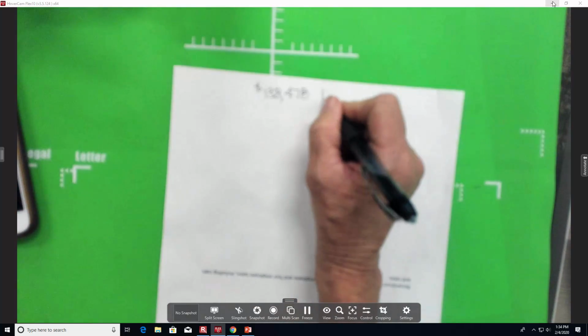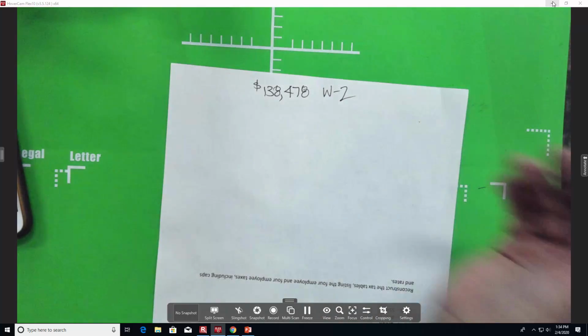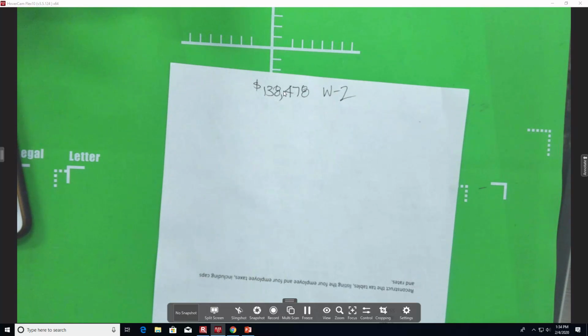Celia is a litigator, and she works for a law office and makes $138,478 on her W-2. So has she paid FICA on that at her law office? Of course she has. That's not our challenge. Our challenge is that Celia also does some arbitration on the side.